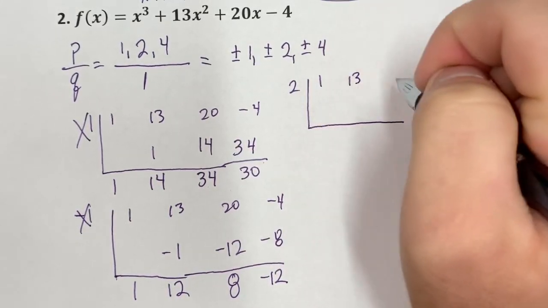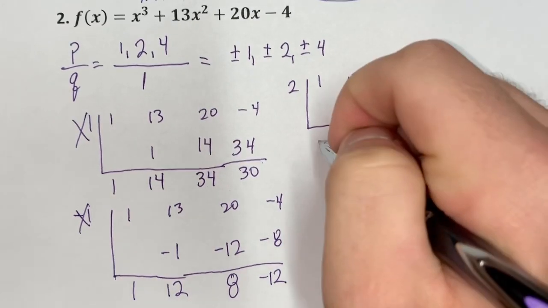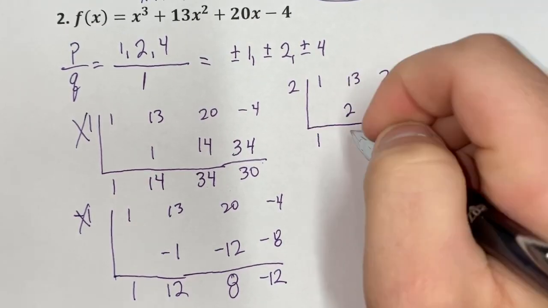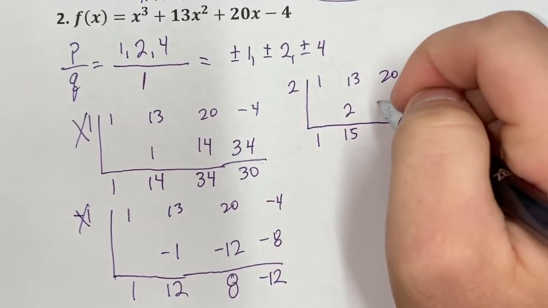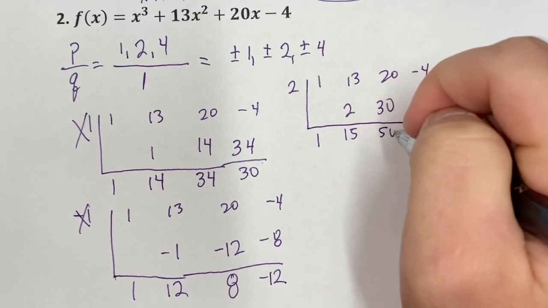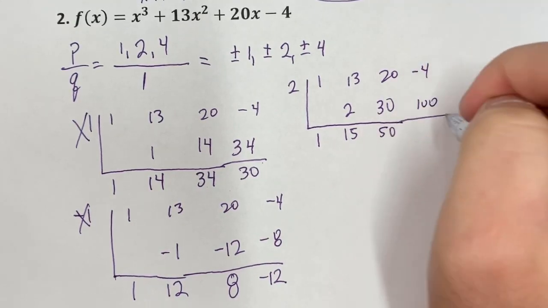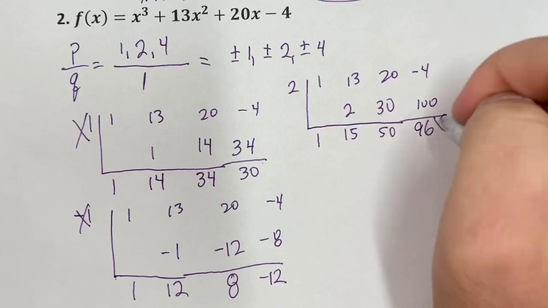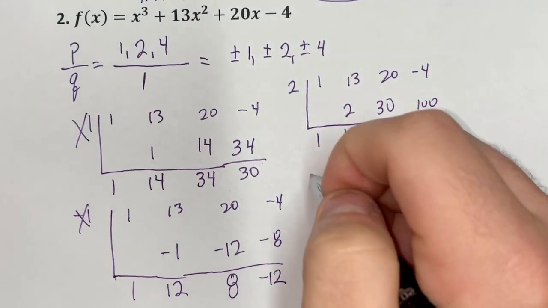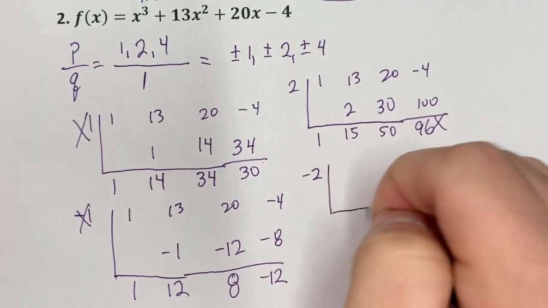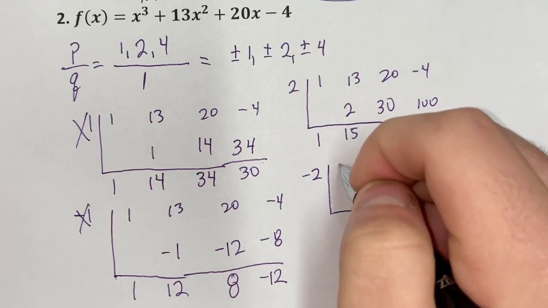1, 13, 20, and -4. 2 times 1 is 2. 13 plus 2 is 15. 2 times 15 is 30. 20 plus 30 is 50. 2 times 50 is 100, and that gives 96. Clearly not 0, so 2 is not a root. Let's try negative 2. We just keep trying until we find one that works.